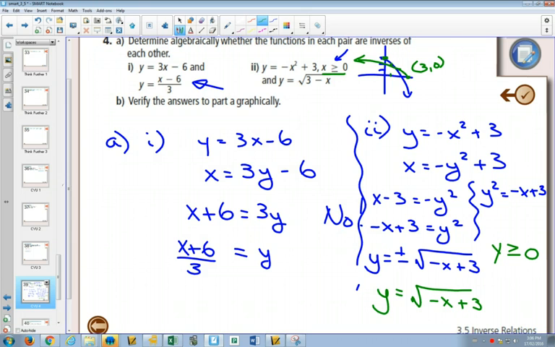And since it has to be the positive one, and they've got 3 minus x, and we've got negative x plus 3, are they the same? Yes. Even though they don't quite look the same, if you rearrange it, it is the same, so yes. Those ones are inverses.